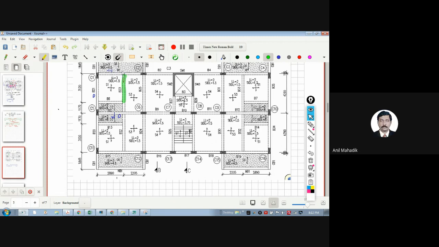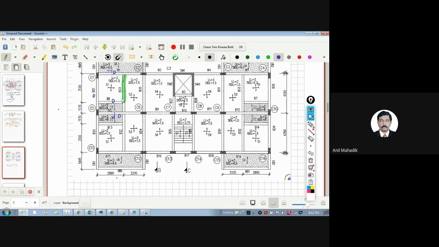Continuous. No, actually, because this is also sunken slab because it is a balcony. Yes, sir. So 150 down it is there. So it is also not continuous. So this is also D. Here also it is a D. Only continuous at this point. Green line.